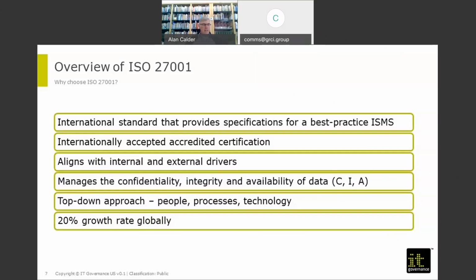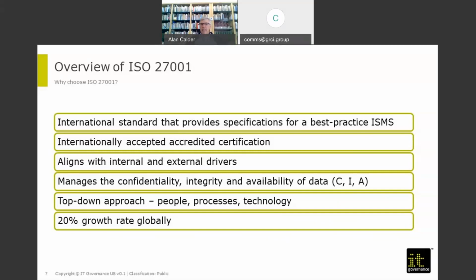It's a best practice ISMS, so the creation of ISO 27001 is drawn on input from organizations and specialists and experts around the world who contribute to the development of the standard. It was first published as a British standard way back in the 1990s. It became an international standard, and it's grown as an international standard over the last 20 years or so. So it's an international standard. It is the same in every country. It can be in different languages, but it's saying exactly the same thing everywhere.